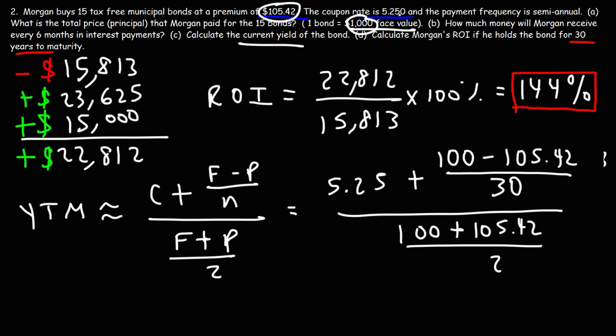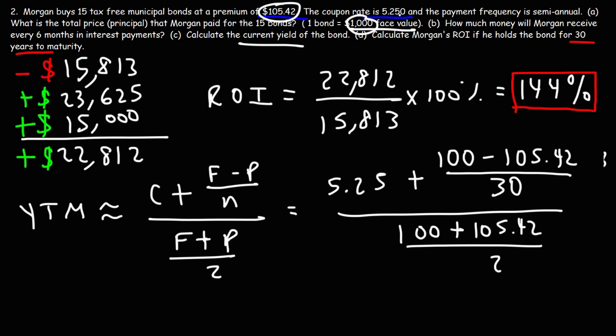So if you were to use $1,000 for the face value, the premium would have to be $1,054.20. And then the coupon would have to be $52.50 because 5.25% of 1,000 is $52.50. But if we use a face value of 100, 5.25% of that is just $5.25.